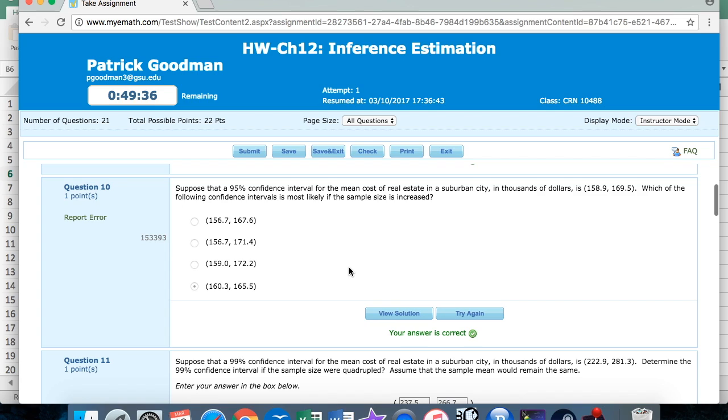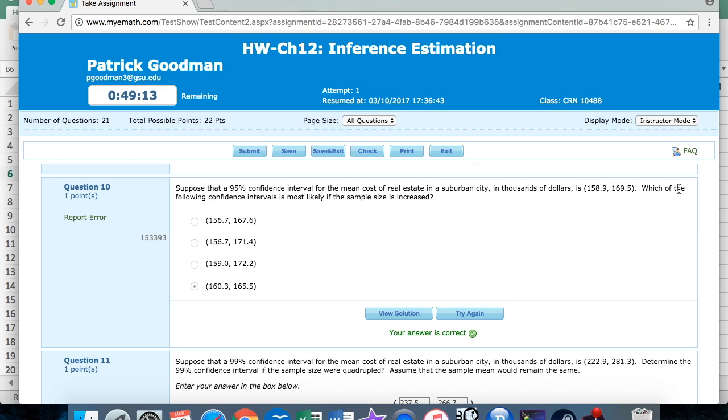Right? Oh, oops. Well, that's not what we needed to do. Well, it's good practice anyway. But here it says, which of the following confidence intervals is the most likely if the sample size is increased? See, this is why you need to read the problem. So that was me giving you an example of what really not to do, I guess.